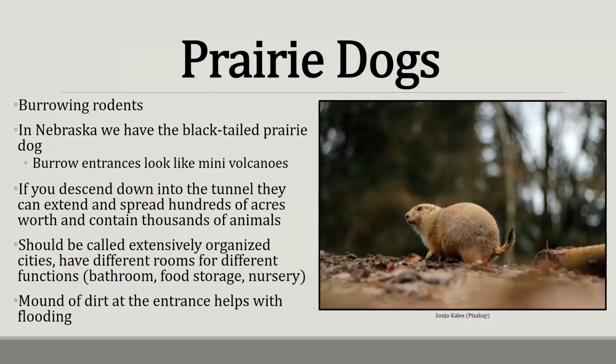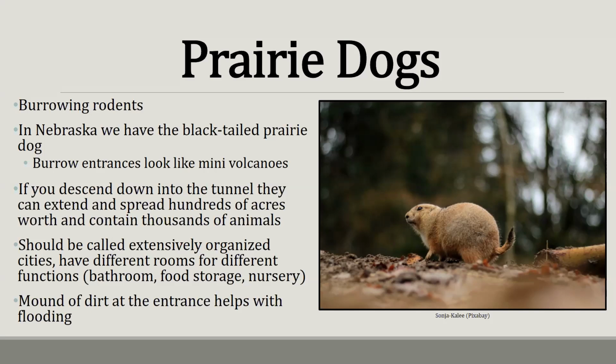So these guys are obviously very short, and they need short grass prairie areas so that they can see and overlook their areas for predators. If you go down into the tunnels, they can spread hundreds of acres. Back when there were millions and millions of prairie dogs on the plains, sometimes they would have hundreds of acres underground of their colony. So that's how extensive they were.